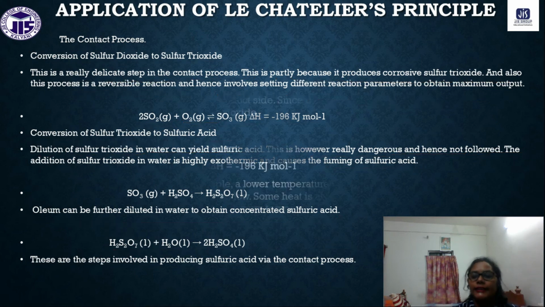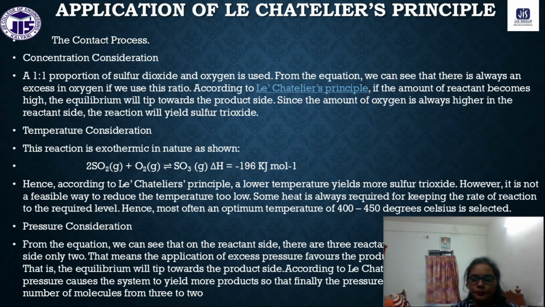So by this contact process we can manufacture sulfuric acid. Now these are some of the conditions that, if we maintain them, we can manufacture a large amount of sulfuric acid. A 1:1 proportion of sulfur dioxide and oxygen is used. From the equation we can see there is always an excess of oxygen if we use this ratio. If the amount of reactant becomes high, the equilibrium will tip towards the product side, since the amount of oxygen is always higher on the reactant side.